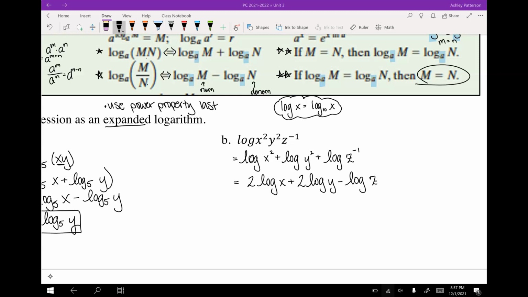I'm not entirely sure where it cut off. So just know that if you have an exponent, you can bring it down. So the 2 came in front, the 2 came in front, and the -1 came in front. We don't have any logarithms to evaluate because there aren't any integers, and we're done.